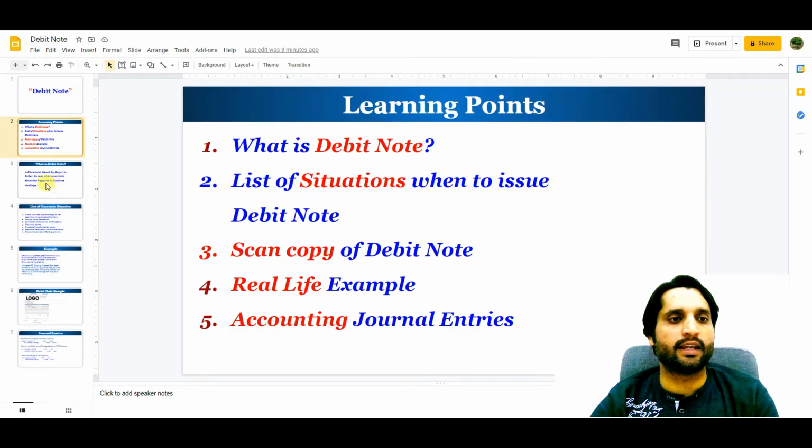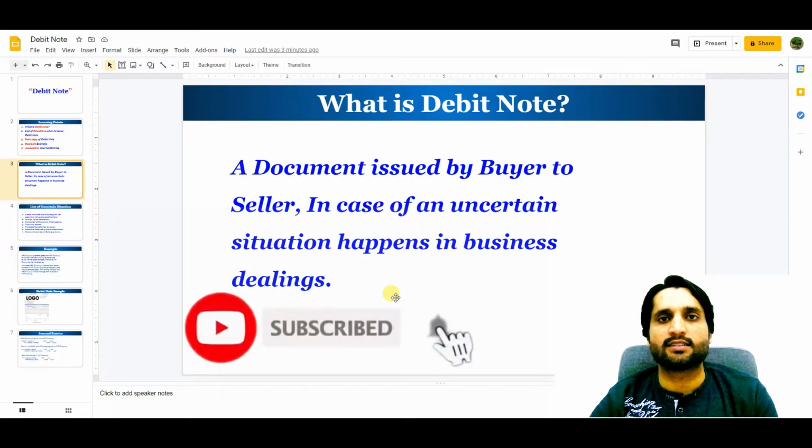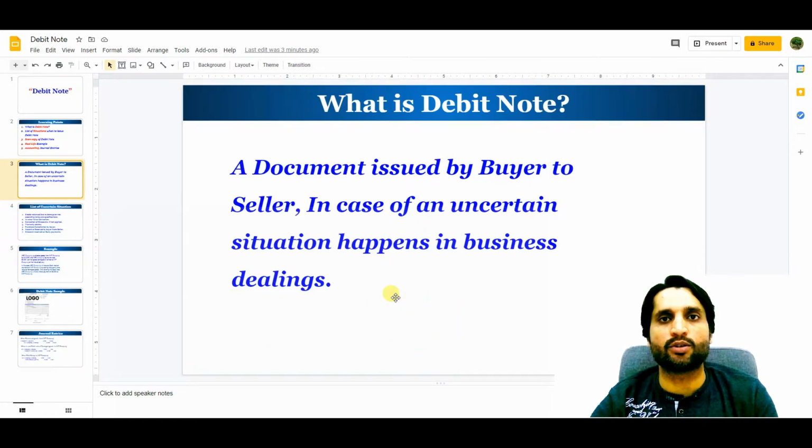So let's start with the beginning: what is a debit note? We will see all of this concept as a buyer. You need to keep in mind that we are the buyer and we are going to learn this from the buyer's perspective. So what is a debit note? It is a document issued by the buyer to the seller in case an uncertain situation happens in business dealings. Something goes wrong and we are issuing a debit note to the seller. So this is a document that we are issuing.